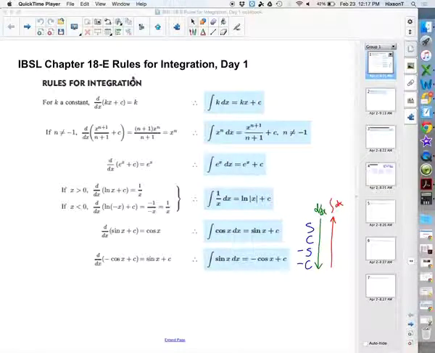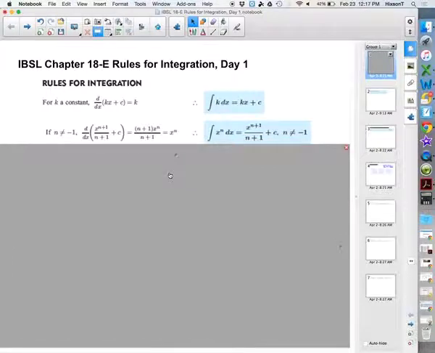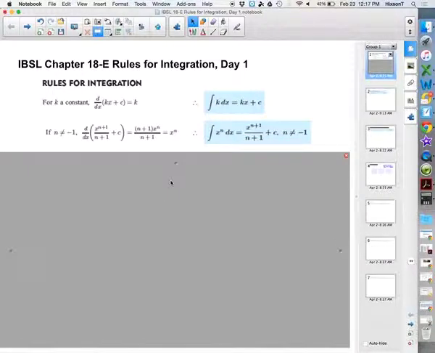Right, so we're looking here at 18E, rules for integration. There are some applications. We've already looked at a rule for a constant. If you've got a constant K, the integral is just K times x. Again, thinking about the derivative makes that one obvious. The derivative of a linear function is just the slope, which is a constant. So the integral of a constant gets us back to a linear function, Kx.